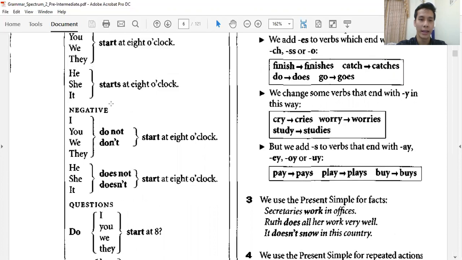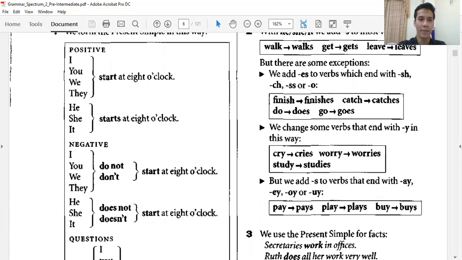So in positive sentences, the verb changes with start and starts. But in negative, the change between these two is focusing on do or does, whether we use do not or does not. It depends on the subject here. When we use I, you, we, they, it's referred to as first person. And when we use he, she, it as a third person, then we use does not or doesn't start at 8 o'clock. We don't add s on this verb again.